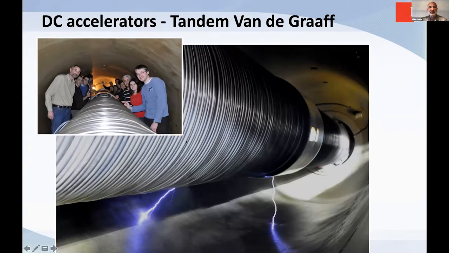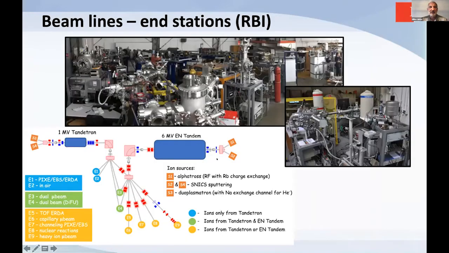So this is the terminal, and these are equipotential rings inside of the accelerator. After acceleration in the tandem, the beam can be directed to one of the beam lines. So we have 9 end stations, 8 beam lines, and 2 accelerators. So the 1 megavolt accelerator is giving the beam from this side, from the left side, while the 6 megavolt machine gives from the right side.